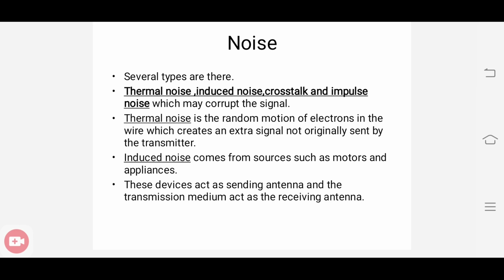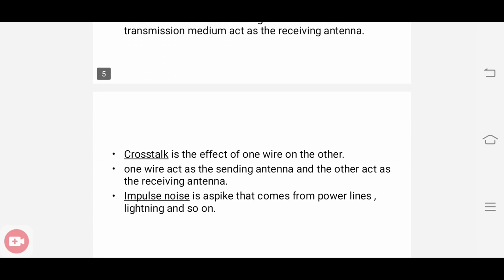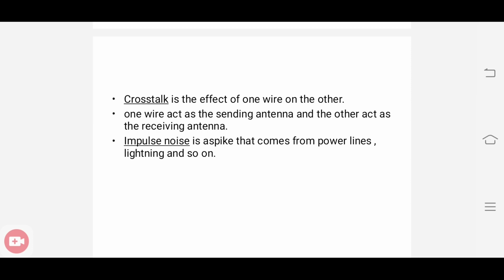Sources are motors or some electrical appliances. Here this device is acting as a sending antenna, but the transmission medium acts as a receiving antenna. That is induced noise. Clear? And the third one, crosstalk. It is actually the effect of one wire on the other. That is, one wire acts as a sending antenna and the other acts as a receiving antenna. Due to some resistance in the wire, there will be crosstalk, or some unwanted signals are created. That unwanted signals are known as crosstalk.